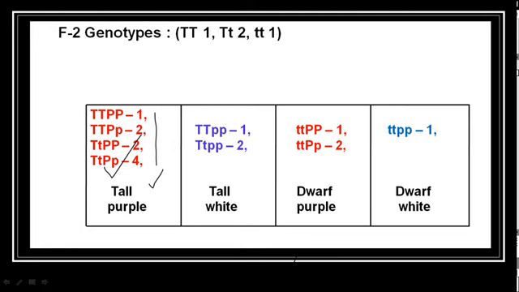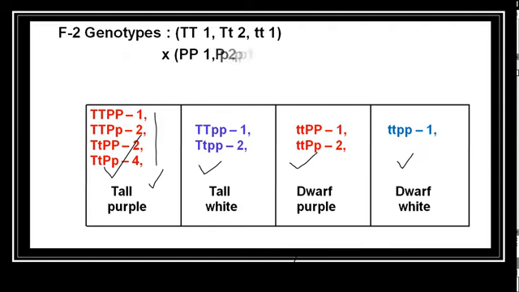Tall and purple is one phenotype, but it has 4 genotypes. Similarly, tall and white has 2 genotypes, capital T, small p1, and capital T, small p2. Just similar is the small t, capital P1, and small t, capital P2. And the fourth one is small t, small p. So for the 4 phenotypes, there are 9 genotypes.